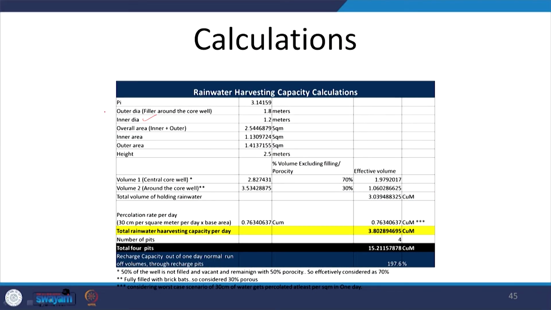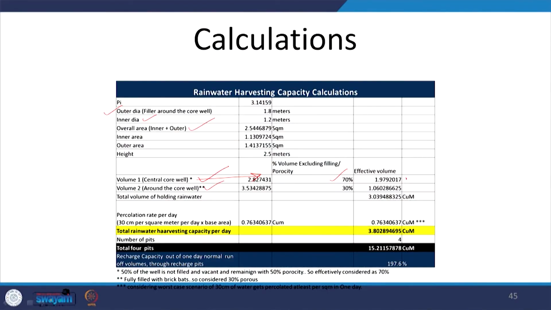Once we have that, we will then move on to calculate the capacity of these structures. So, we have decided that we will have a recharge tank which will be covered on all sides with the coarse media, so water comes into it. We have the inner diameter, the outer diameter, and the overall area of this recharge pit. Now, we will calculate the volume of the central core, the inner core, and the volume of the outer core. For the inner core, which is going to be an empty tank, around 70% of it will be used to store the water.